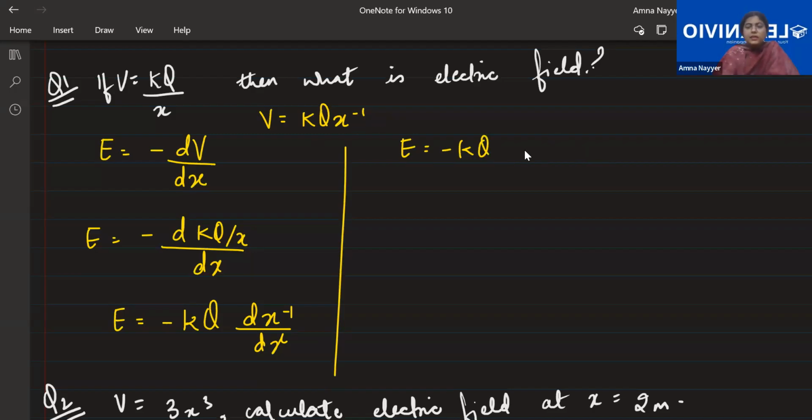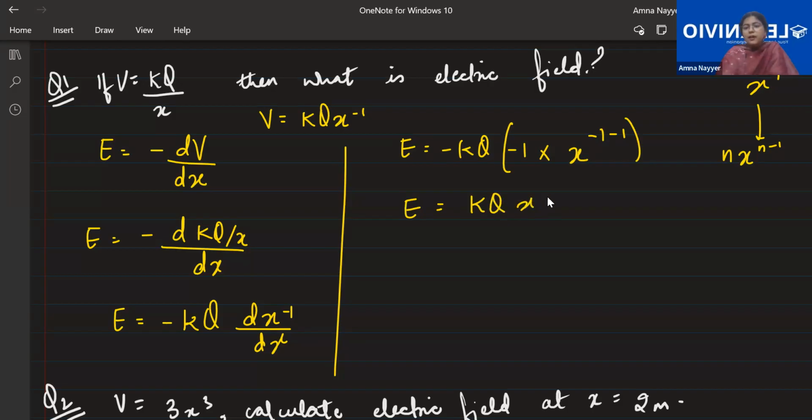See, x to the power n becomes n x to the power n minus 1. Here n is minus 1. So the electric field will be, see, minus into minus will become plus kq x to the power minus 2. We'll shift x to the denominator: kq by x square.